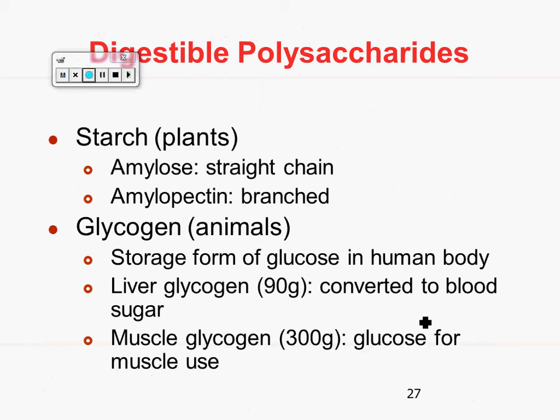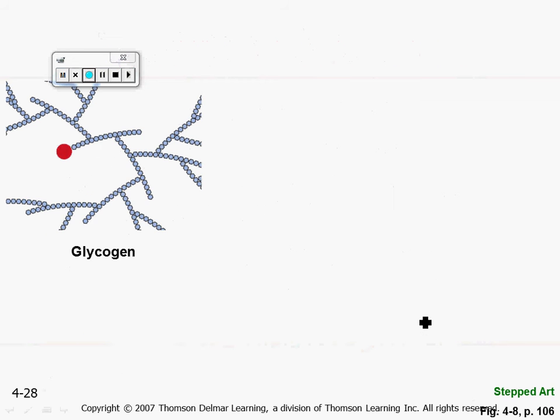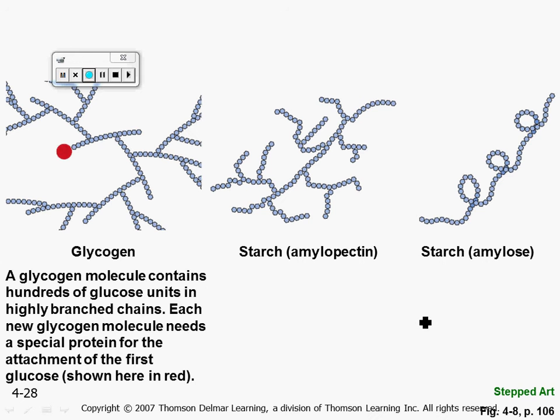So where do we store lots of glycogen? Both in our muscles and our liver. And this is just showing you how glycogen is many glucose molecules linked together. Starch can be two different types, amylopectin and amylose. So different foods will have mixtures of the two types of starch.